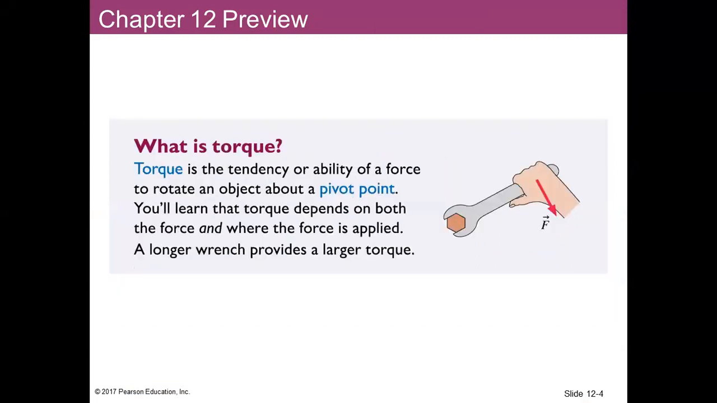So we're going to consider in this session a torque. So what is a torque? It is the tendency or ability of a force to rotate an object about a pivot point. The pivot, sometimes we call it fulcrum. In this session, you will learn that torque depends on both the force and where the force is applied. So a longer wrench provides a larger torque.